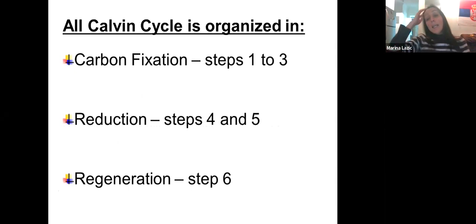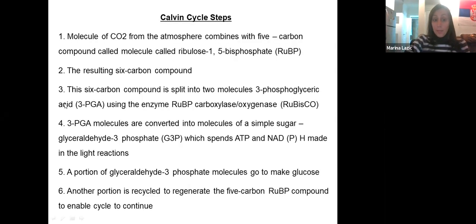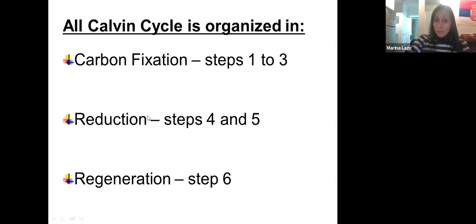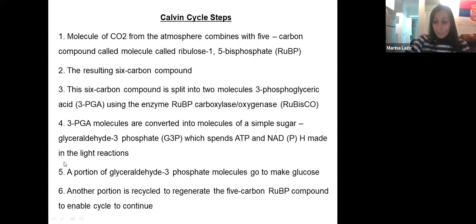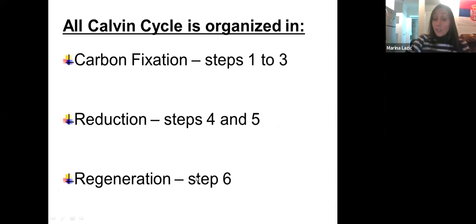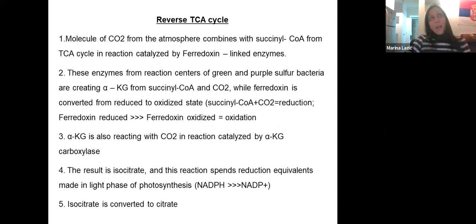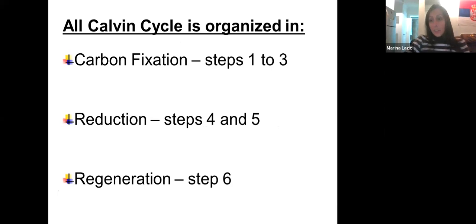So in general, the Calvin cycle can be divided into 3 main categories, which are carbon fixation, steps 1 to 3 here, then reduction, steps 4 and 5 until you get glucose, and regeneration, which is step 6. I forgot to mention, the Calvin cycle is extremely energetically expensive. This is important to know for general knowledge. The Calvin cycle spends a lot of ATPs and NADPHs. So it's a process that really costs the cell a lot. So that's not an energy favorable process.